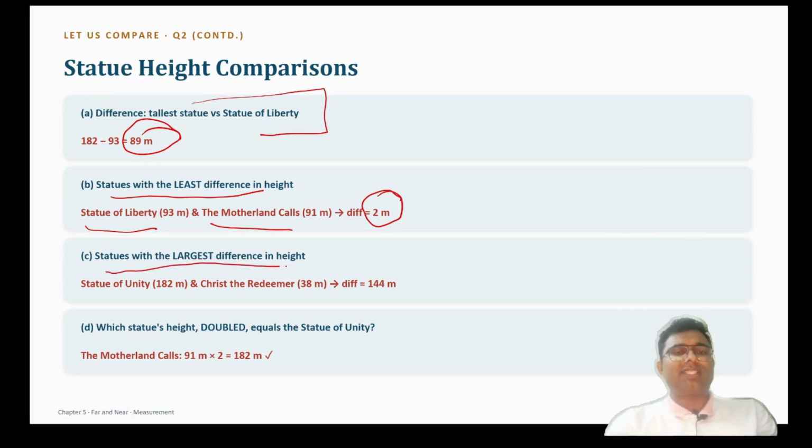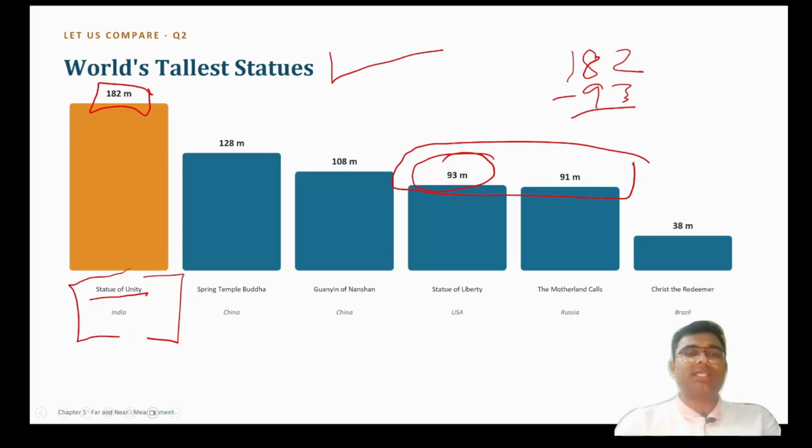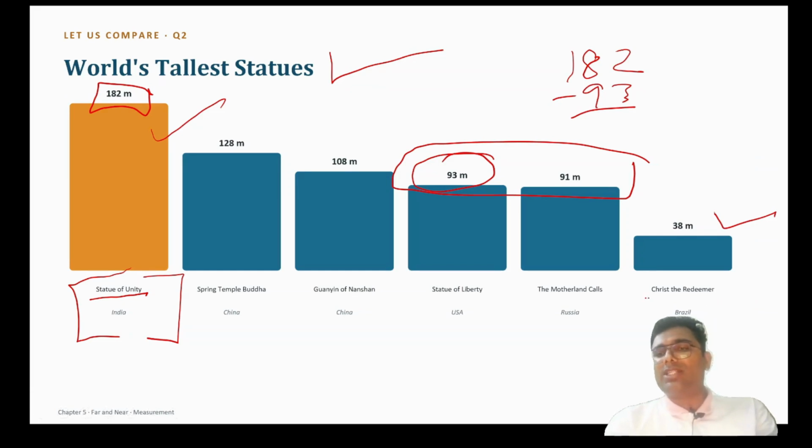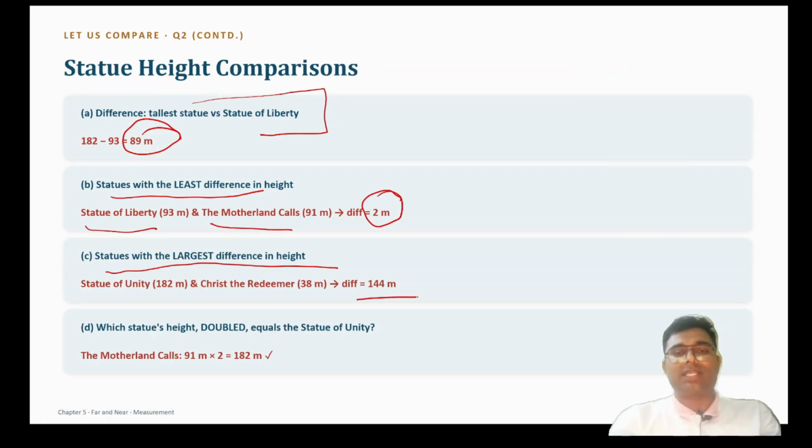Statue with the largest difference in height. So obviously it will be the tallest statue and the smallest statue. The tallest statue is the Statue of Unity. The smallest statue here is Christ the Redeemer. So subtract these heights, and you will get the difference, that is 144 meter.